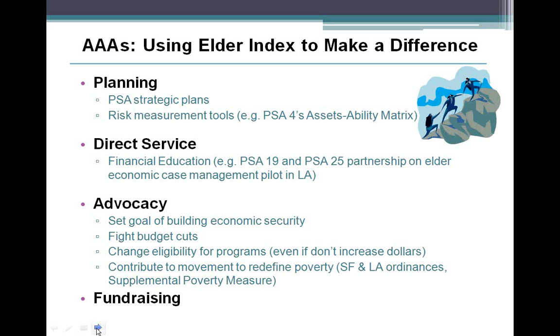And then lastly, for fundraising purposes, the Elder Index has been used as an effective and powerful fundraising tool for AAAs as a way to highlight the need within each particular service area and also make the case for the need for additional resources and support.